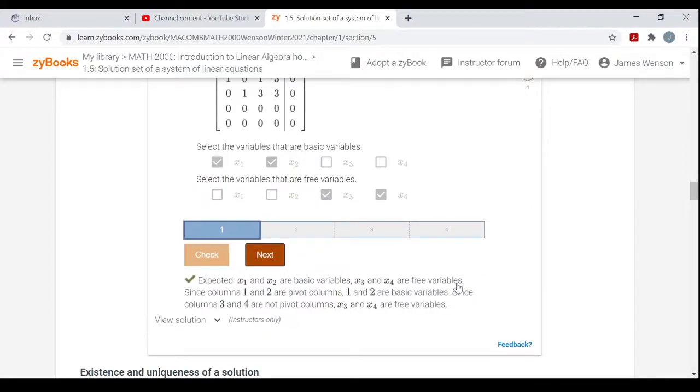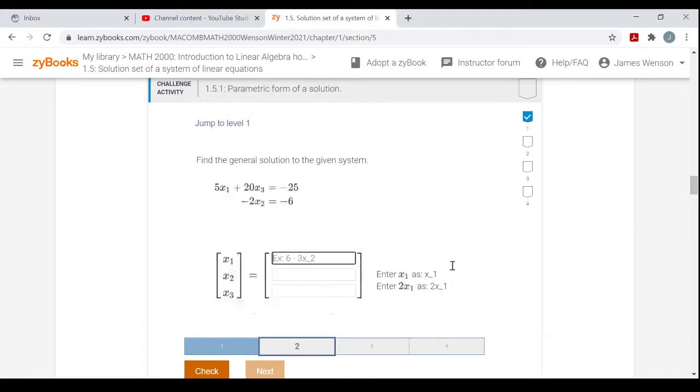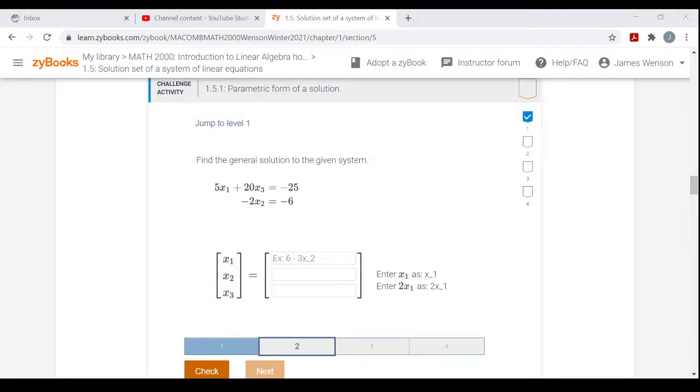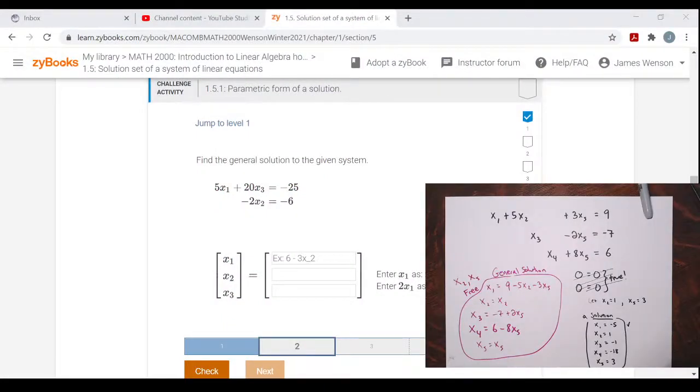And I'll just do 2 of these. All right. This one, and they're telling you to enter a variable as the letter underscore that number. So find the general solution to the given system. Now, if you were to put this into a matrix form, you would see it's in echelon form. In fact, let me pull that up and just bring it up in the lower right-hand corner of your screen there.